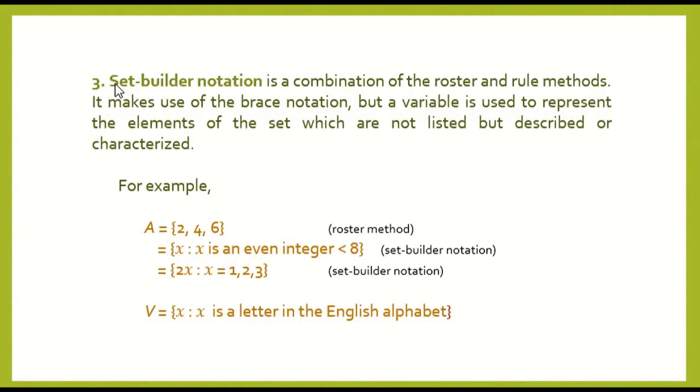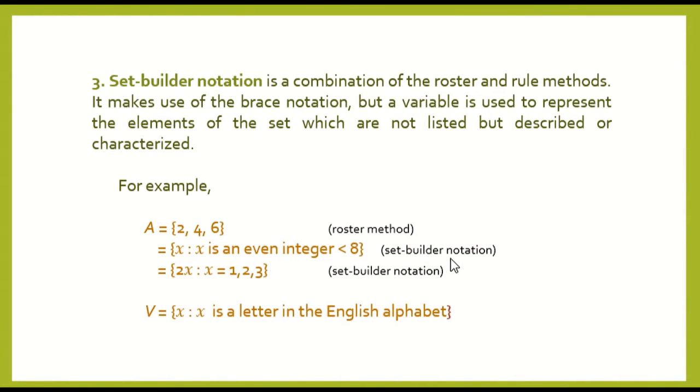The third method we have is the set builder notation. This is a combination of the roster and rule methods. It makes use of the brace notation, but a variable is used to represent the elements of the set which are not listed but described or characterized. For example, the elements of A are 2, 4, and 6. So this is written in the roster method.